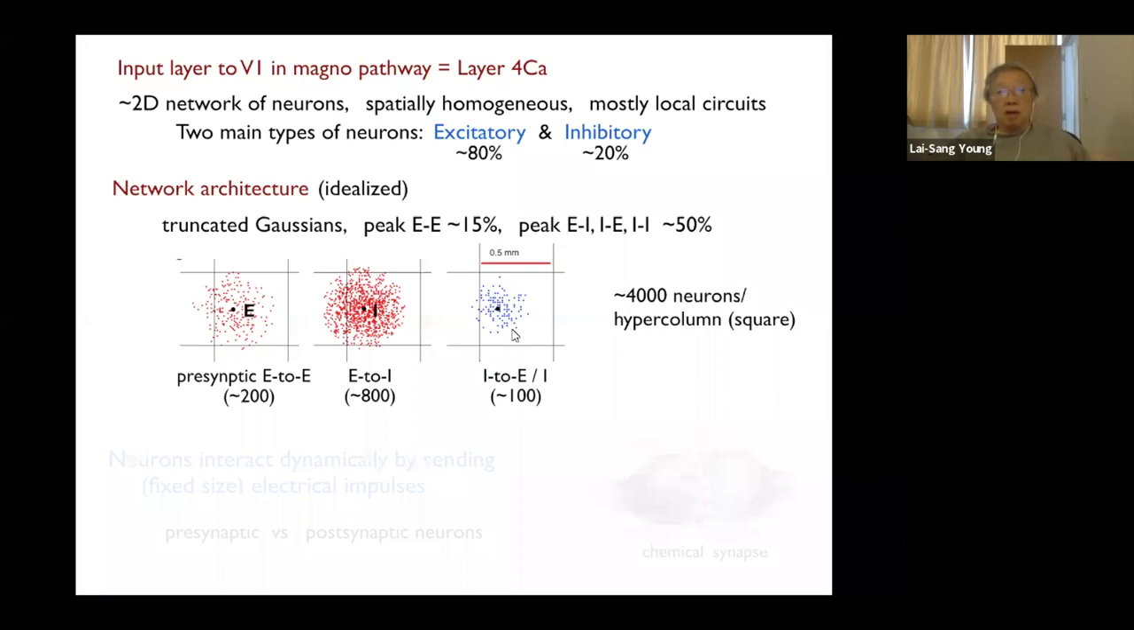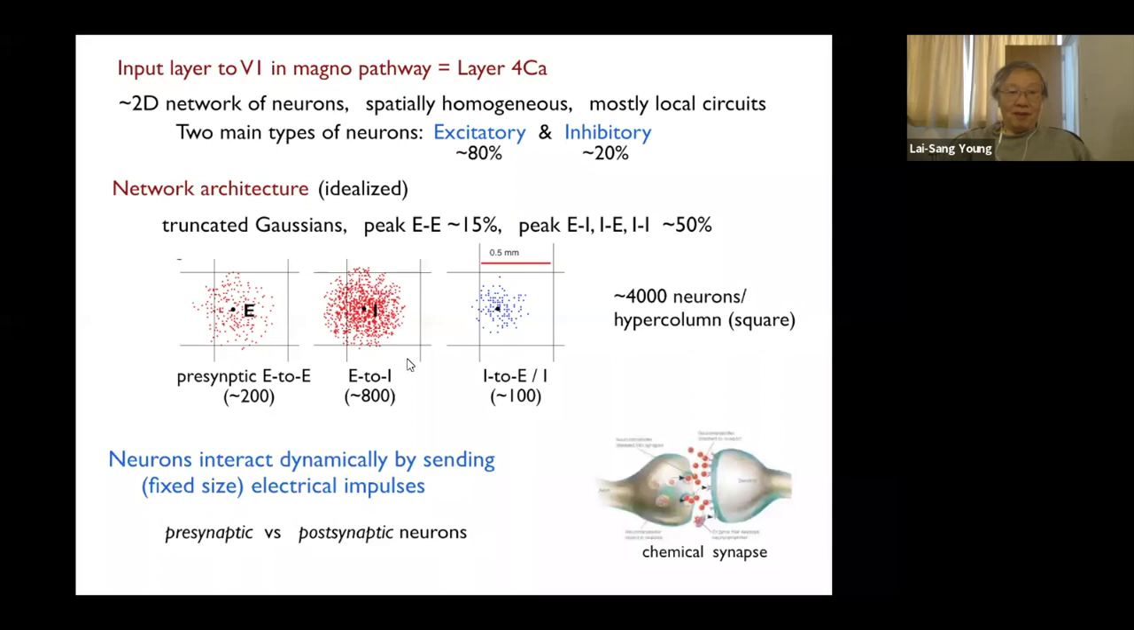I just want to give you a sense of these numbers. They are totally unimportant for the rest of the talk. But you can see this is a fairly large network, and each square here, about half a millimeter by half a millimeter in a 2D layer, is about 4,000 cells. And we've got about 10,000 of these squares in our visual cortex. So it's a very, very big dynamical system, connected to each other in a fairly complicated way.